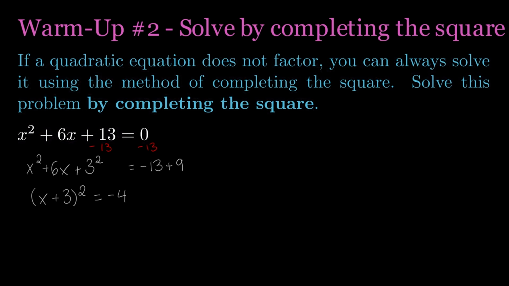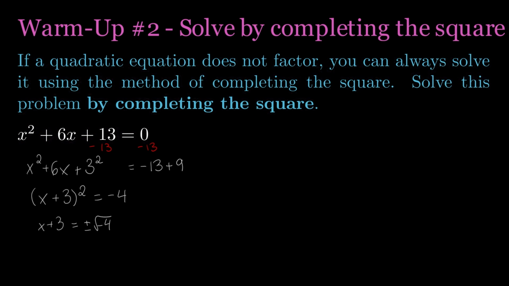Once we have completed the square, we use the square root property that tells us that if we have the square of a number, then the number itself is plus or minus the square root of that number. So here, if we have the square of x plus 3 equal to negative 4, then x plus 3 itself must be equal to plus or minus the square root of negative 4.